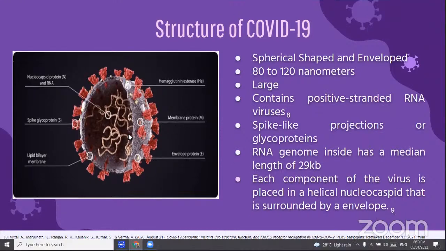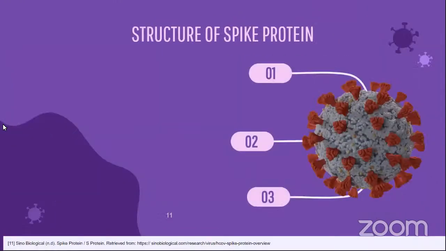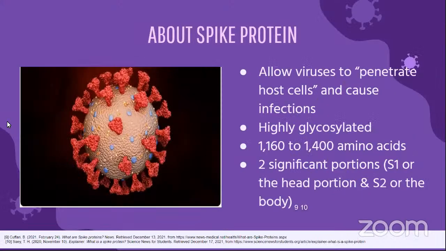Now let's talk about the spike proteins. The coronavirus is usually made up of 3 proteins, and these are the membrane protein, the envelope protein, and the protein that we will be discussing, which is the spike protein. These spike proteins are said to allow viruses to penetrate host cells and cause infections.